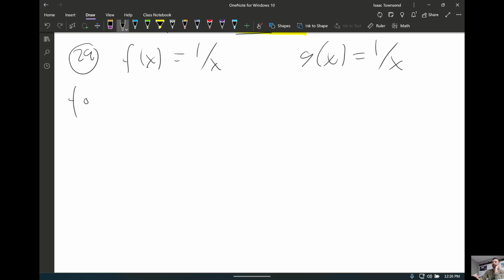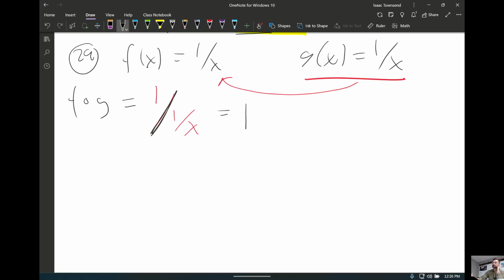Okay, so if I do f of g, that means g is going in place of f. So you would get 1 over x. You okay with that? Mm-hmm. Okay, and now to simplify this, you have to remember that dividing fractions is the same as multiplying by the reciprocal. So dividing by 1 over x is the same as multiplying by x over 1. So that's how you get that to simplify to be x.